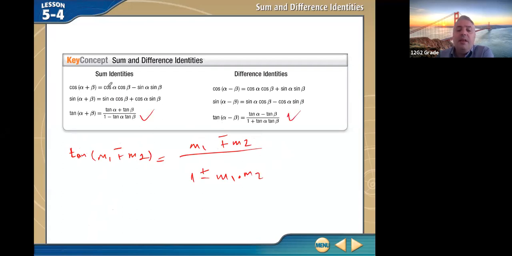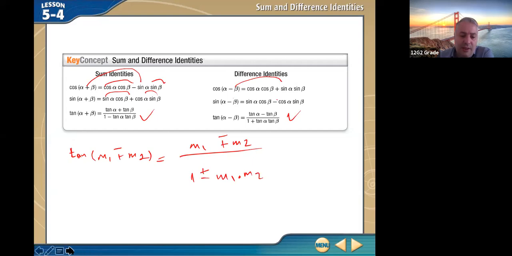And cosine is cos cos, sin sin. And sine is sin cos, cos sin. We already talked about this. For the sine, if plus, plus; if minus, minus. For the cosine, opposite: if plus, minus; if minus, plus.